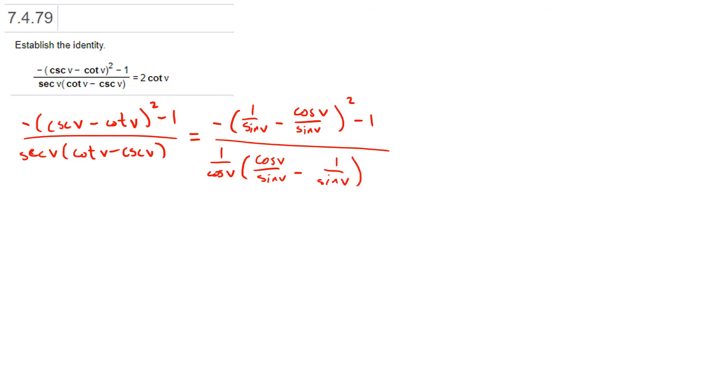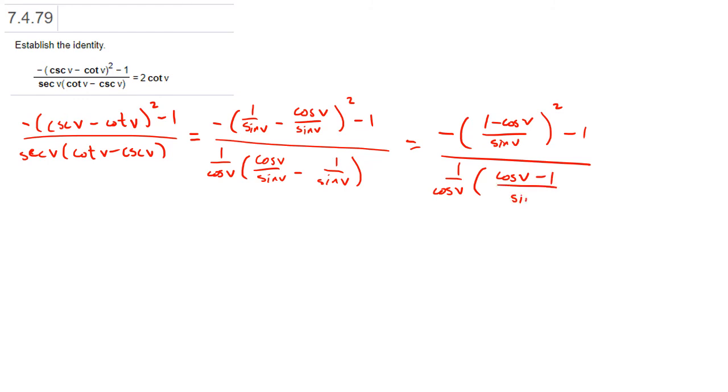Okay. I'm just going to observe that inside the parenthesis, both terms already have a common denominator, so I'm going to go ahead and do that. So this is 1 minus the cosine of v over sine of v squared, minus 1, and the one on the bottom, in the denominator, becomes cosine v minus 1 over sine v.